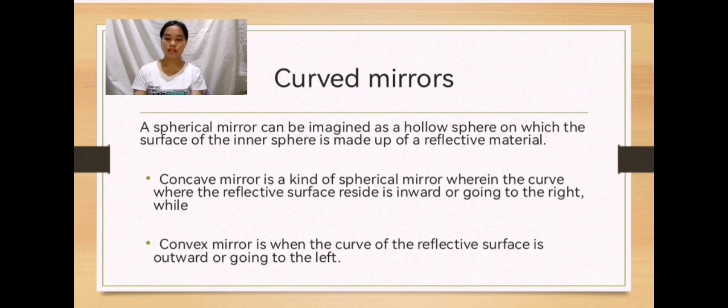A concave mirror is a kind of spherical mirror wherein the curve where the reflective surface resides is inward or going to the right, while the convex mirror is when the curve of the reflective surface is outward going to the left. Ang mirror kay magdepende siya sa type of mirror nga gigamit niya. Magdepende pud sa object nga mag-reflect. Pero ang component sa spherical mirror kay the same ra siya sa both cases.